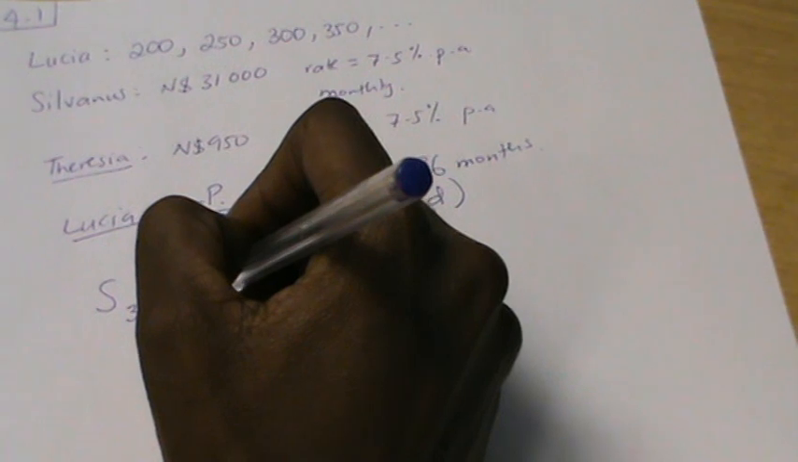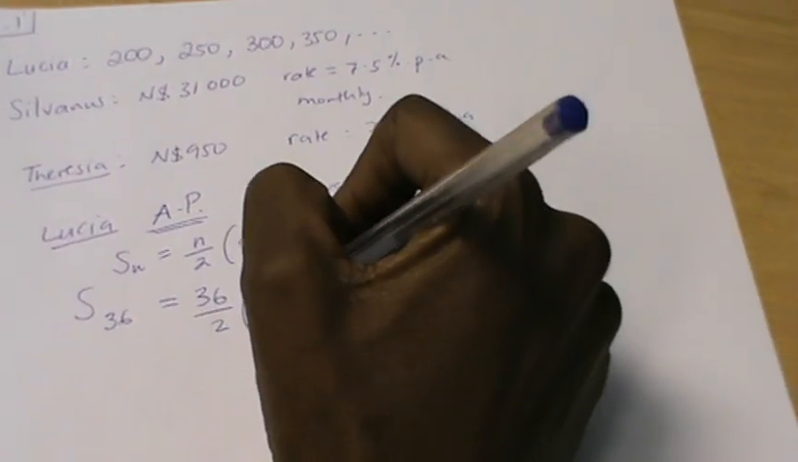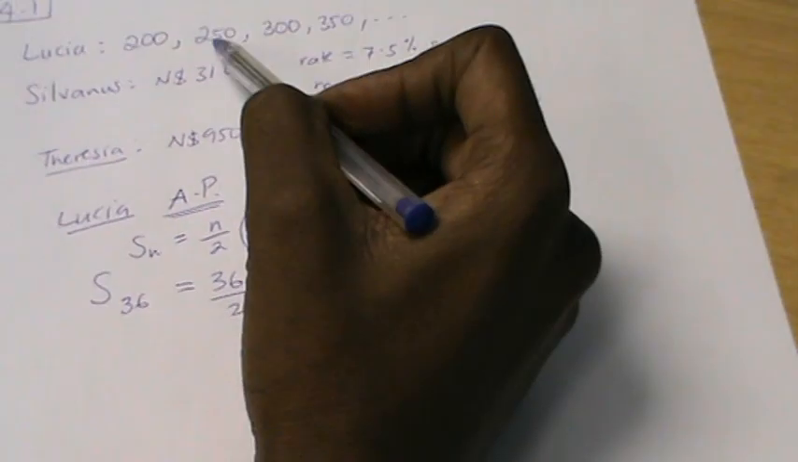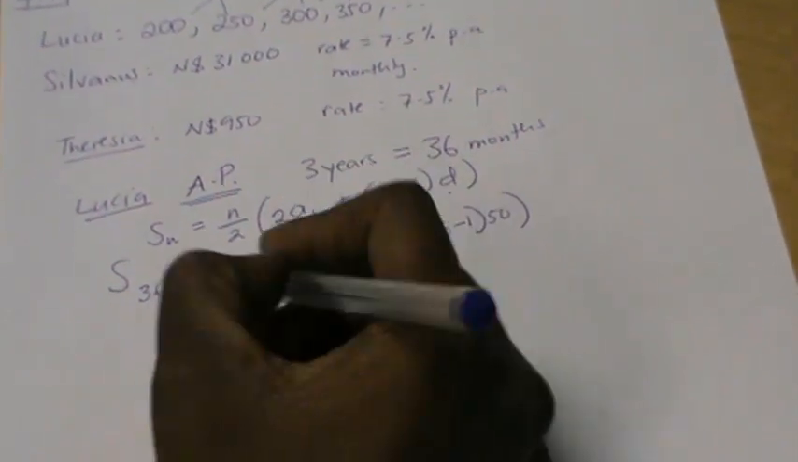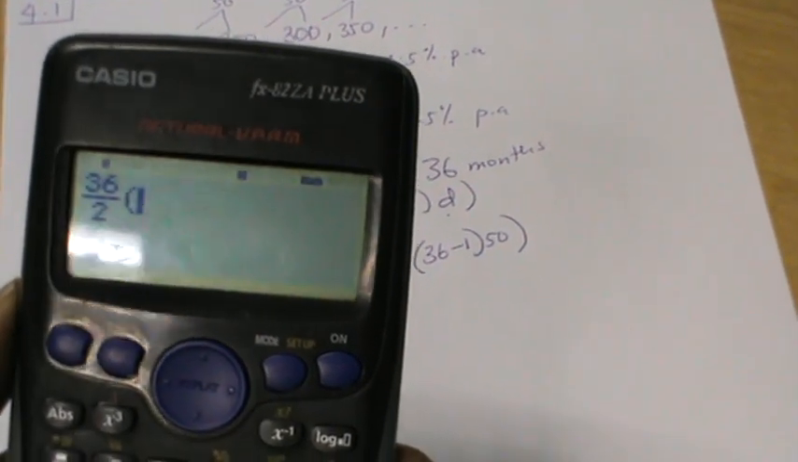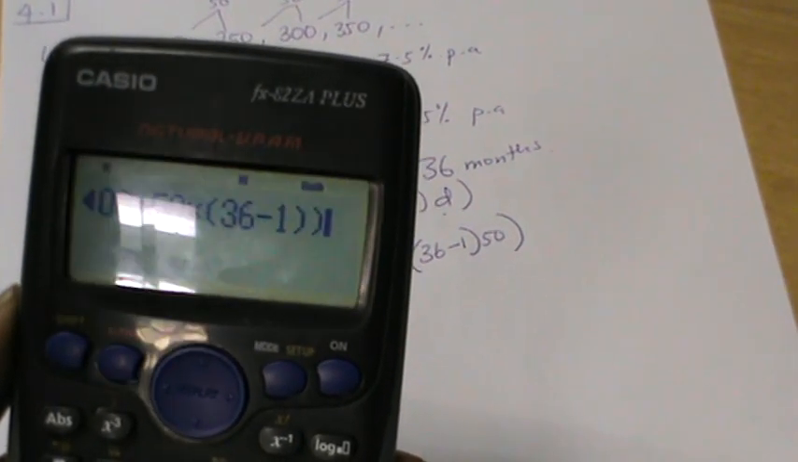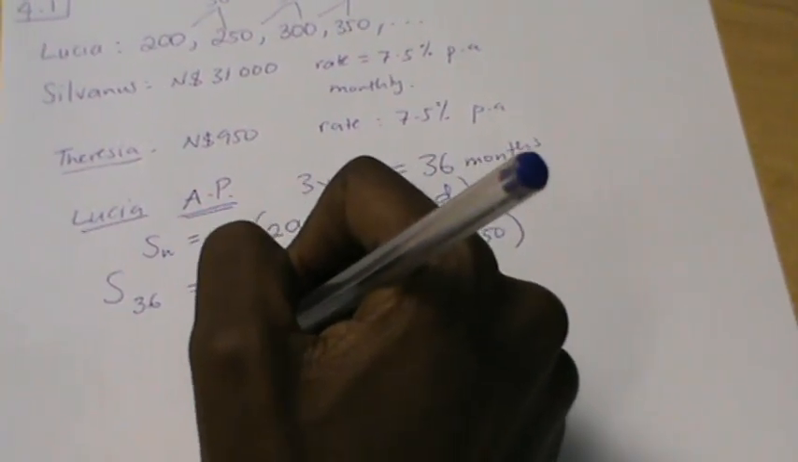So here my n is 36, so I have 36 divided by 2, and then 2 times the first term, that is the first deposit, times 200, and then n is 36, so I have 36 minus 1. D, we say the common difference, 250 minus 200 is 50, so I can work this out. Just to check, this is 50, and then that is also 50. So the common difference is 50. Okay, this is simple to do. I just work it out on my calculator and then see what we get. So the calculator, 36 over 2, then I have 2 times 200, and then I have 50 times 36 minus 1, close my bracket twice, and then what do I have? I have $38,700 that she will have at the end of 3 years.